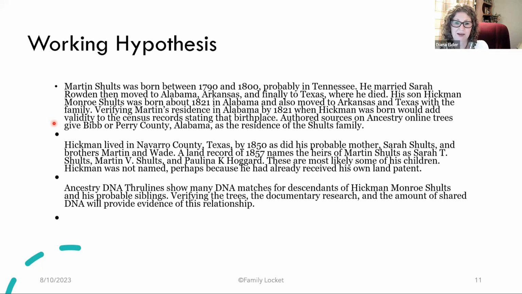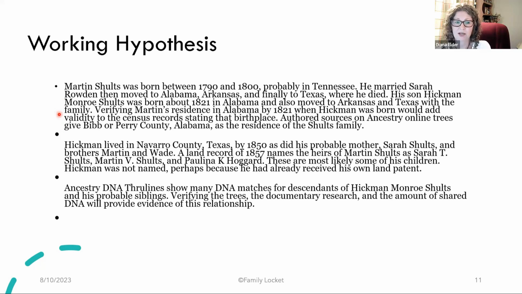Authored sources on Ancestry Online Trees give Bibb or Perry County, Alabama as the residence of the Shults family. So you'll notice I don't have any source citations in this. They're already in that summary of known facts. So this is where I just get to write down my thoughts. And I don't know any of this for sure. I mean, some of it I know or have a pretty good idea, but some of it I don't know.